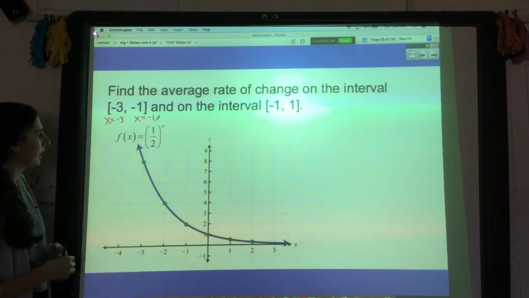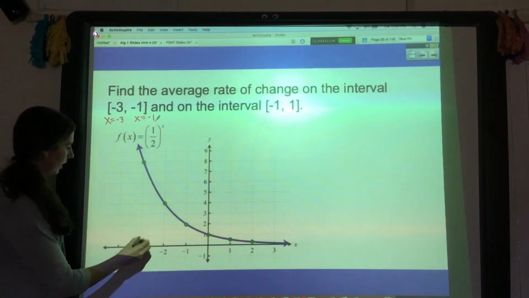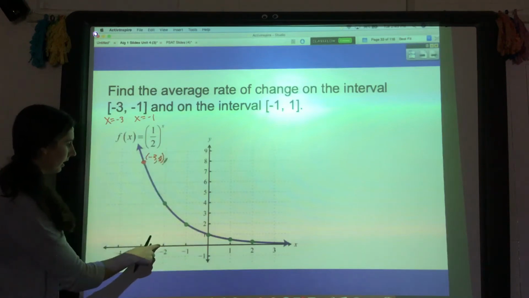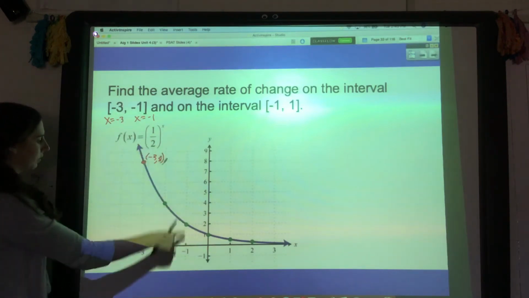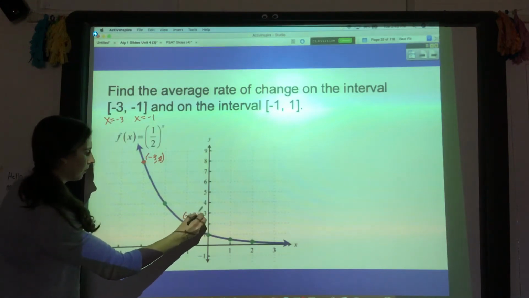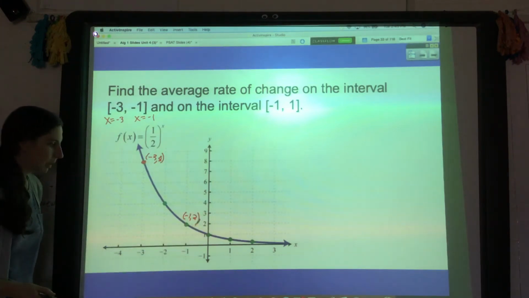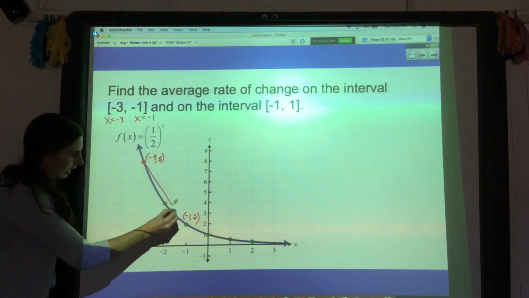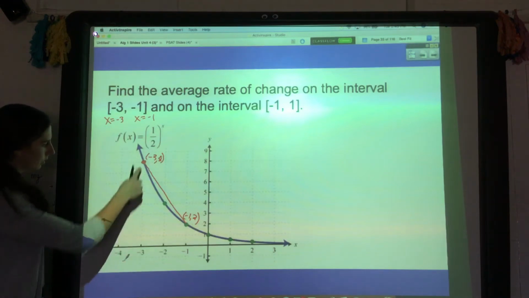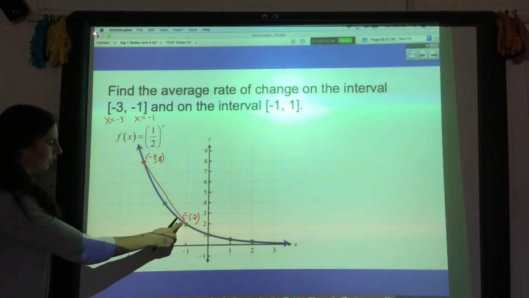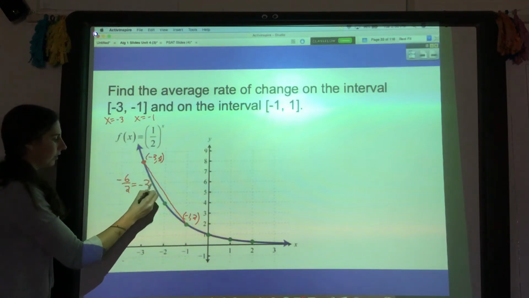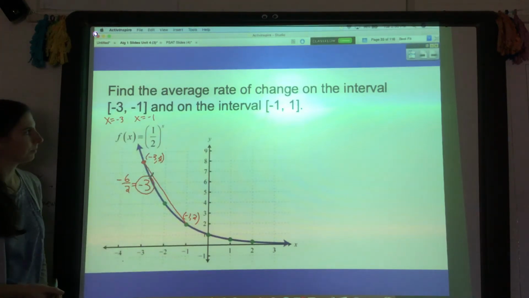So let's actually calculate this. So this is the point -3, 8, and this is the point, oh no, I want to go to -1. So -1, 2. So I'm basically just finding the slope of this line. Like, it starts off steep, but then it's a little less steep, but on average, it goes down 6 over 2. So down 6 over 2, which simplifies to -3 on that interval.